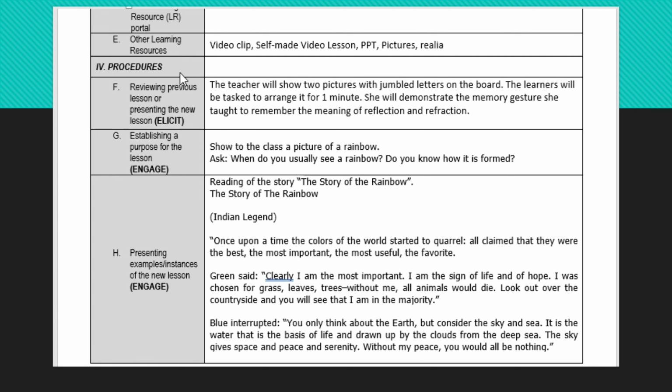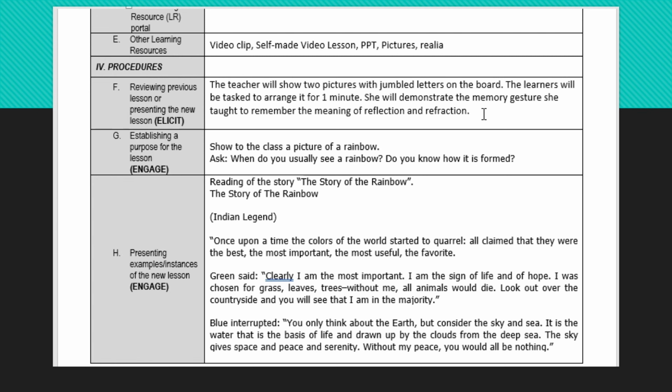In the elicit part, this is the review part of our lesson. Sometimes, elicit only takes 5 minutes of your time. The ideal time for elicit is 3 minutes and the maximum time is only up to 5 minutes. In my case, the teacher will show pictures with jumbled letters on the board. The learners will be tasked to arrange them for a minute. She will demonstrate the memory gesture she taught to remember the meaning of reflection and refraction.